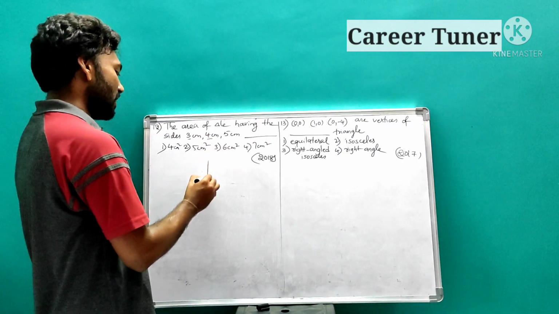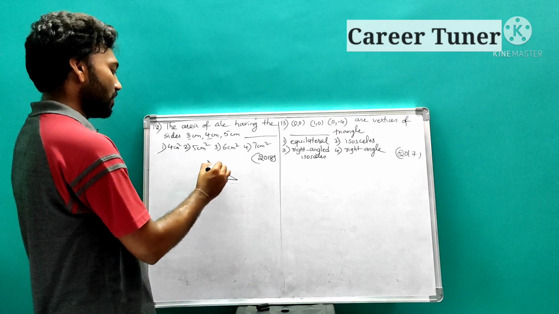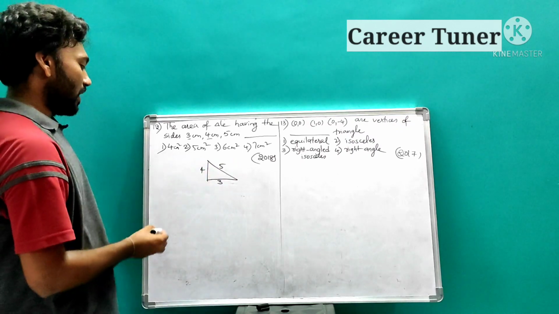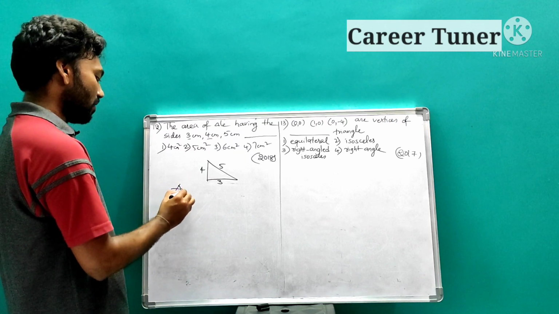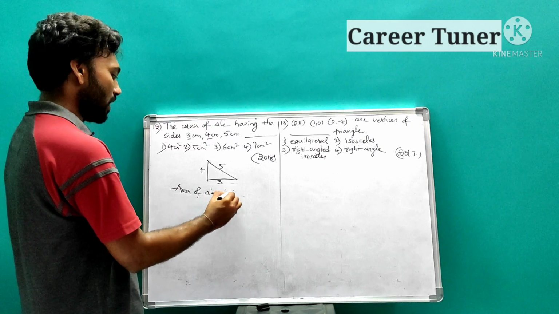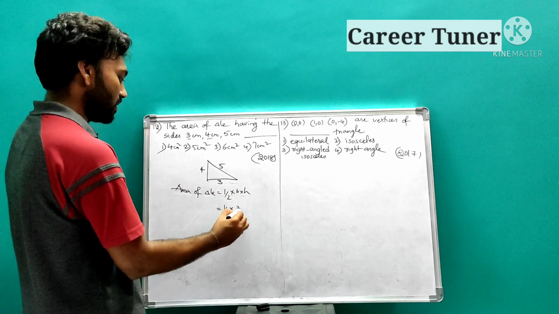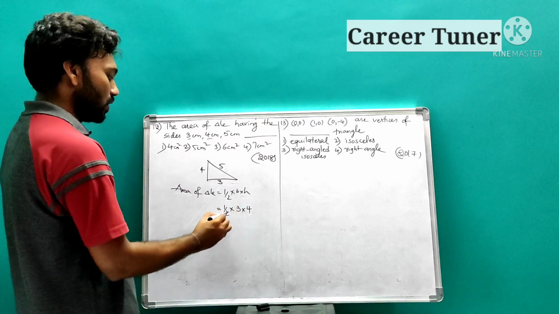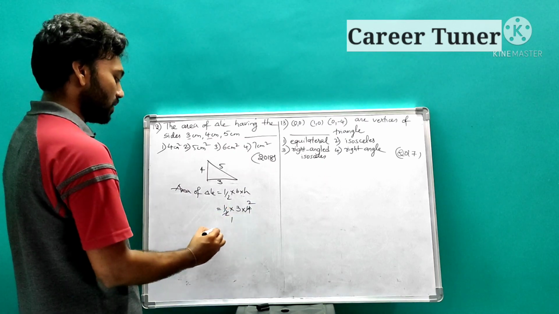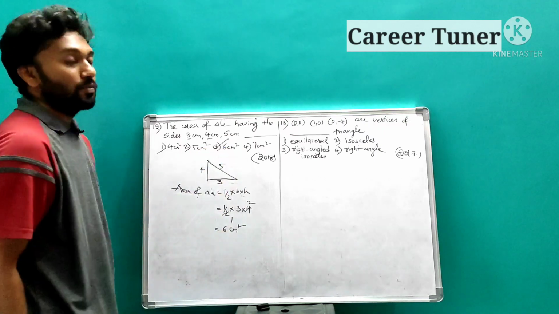So let us take a right angle triangle. So this is 3, this is 4 and the hypotenuse becomes 5. So what is the area of the triangle? So area of the triangle is equal to half into base into height. So what is our base? Half into base is nothing but 3, height is nothing but 4. 2 ones are 2, will go for 2 times, 3 twos are 6 centimeters square. So third one is our option.